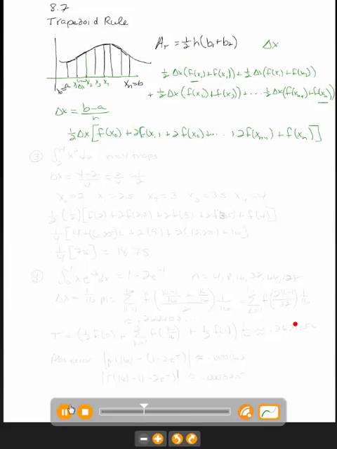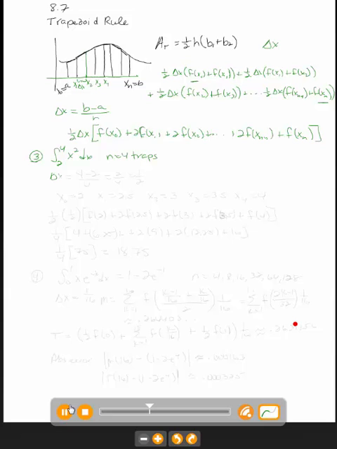So if we look at example 1, they wrote it a little different in the book, but this seems to be clearer to me when I look at it. We're at example 3 now. It wants us to apply the trapezoid rule to find the area, or the integral, from 2 to 4 of x squared dx using the trapezoid rule with n equal to 4. So we're going to have 4 trapezoids.